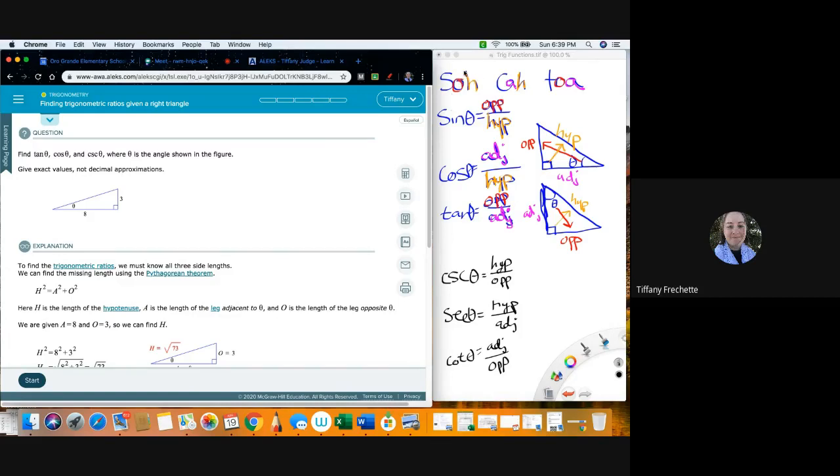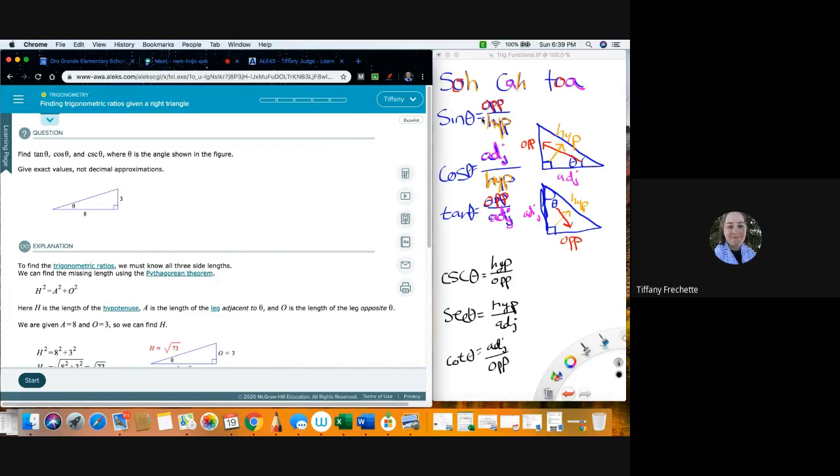And I'm hoping at this point that we kind of remember SOHCAHTOA, because we've done this quite a few times. So this just helps you remember the three basic functions, sine, cosine, and tangent. We also have three other trigonometric functions because there are six basic functions.